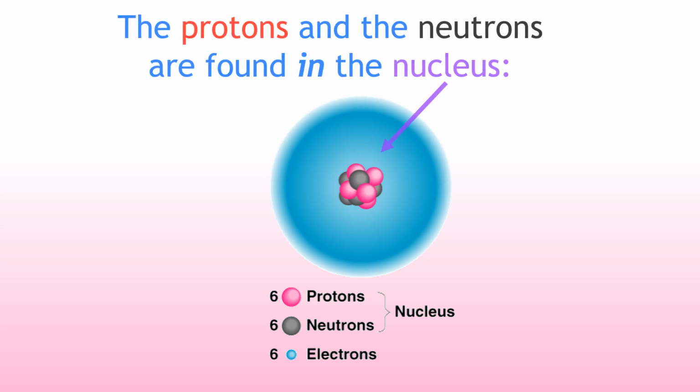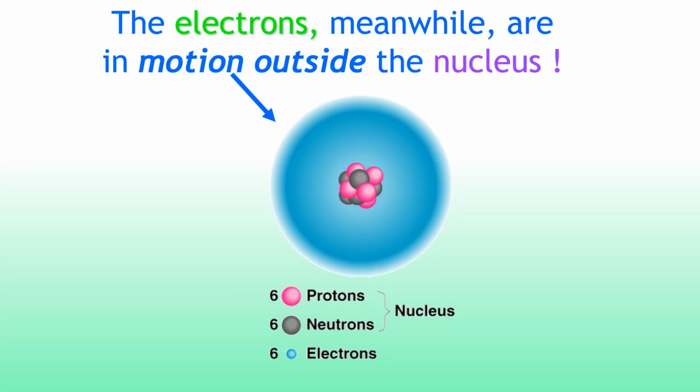Well, what's happening is that the protons and neutrons are somewhat localized. We kind of know where they are. They're found in the nucleus, where almost all the mass of the atom is found. But the electrons, at the same time, are in motion outside the nucleus. So we don't see the individual electrons, in part because they're moving very rapidly. And another reason we don't see them is because they're not moving in a regular, predictable motion, which is surprising.